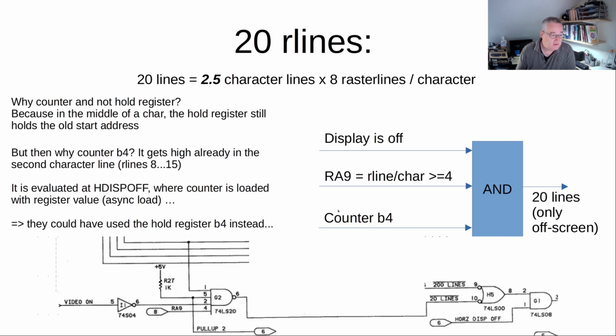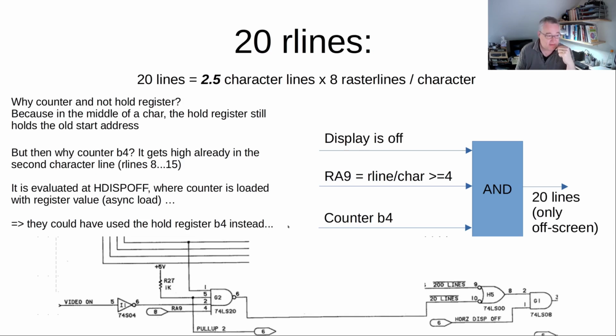The counter bit 4 goes high already in the second character line, because bit 4 is value 16, and you multiply by 4. As I said, the counter counts basically streaks of 4 characters, and this is already in the middle of the second character row. But this is not 20 raster lines. It's one character line, which is 8 raster lines, and then half of it is only 12. 8 plus 4. Interesting, but it's evaluated only off screen.